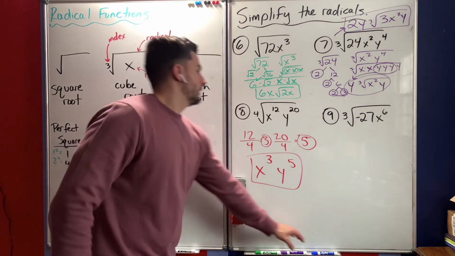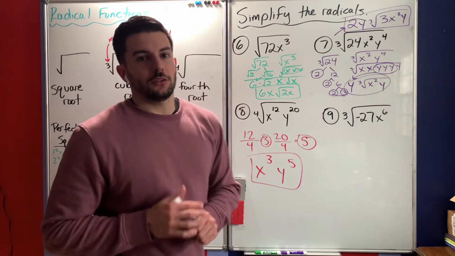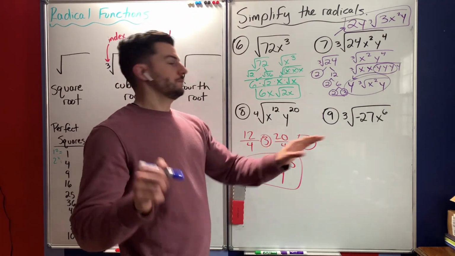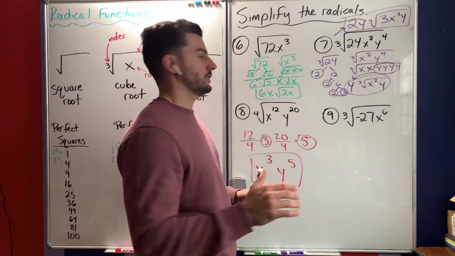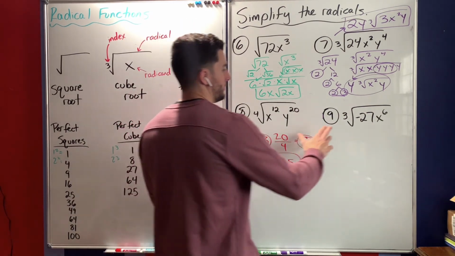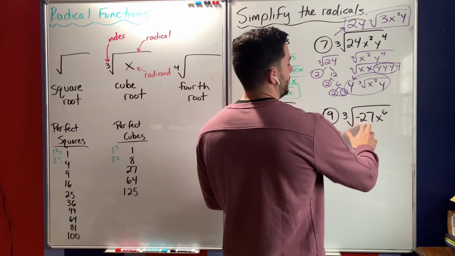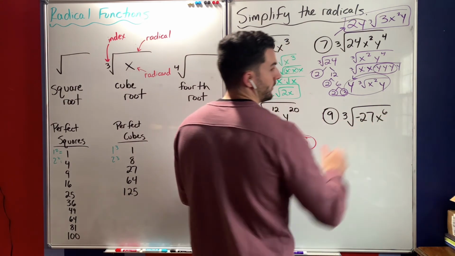Okay. Last problem here, number 9. Now this one might look weird. You might look at that at first and think, a negative radical, we can't do that. But there is something special that happens here. Think about this: the cube root of negative 27, x to the 6th.